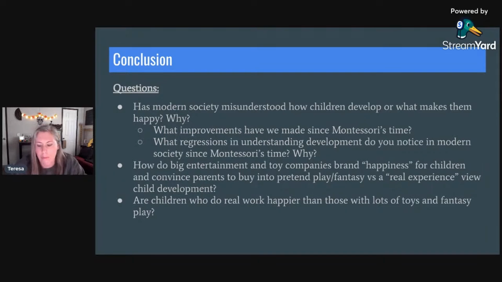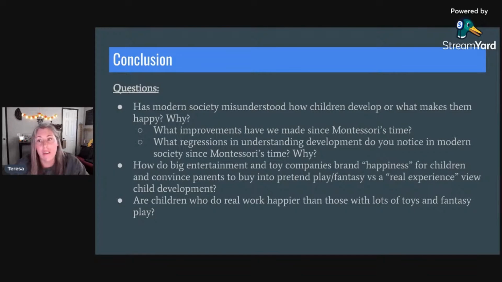And when you think about this entire journey that we go on in Montessori versus something in childcare or even something in public school, I guess my question to you would be, are children who do real work happier than those with lots of toys and fantasy play? Because Maria Montessori argued that in societies that don't have all those advanced toy companies getting everything out there to them, they were more normalized, they were happier, they were calmer, they were part of society, they were included in the daily chores of the family.